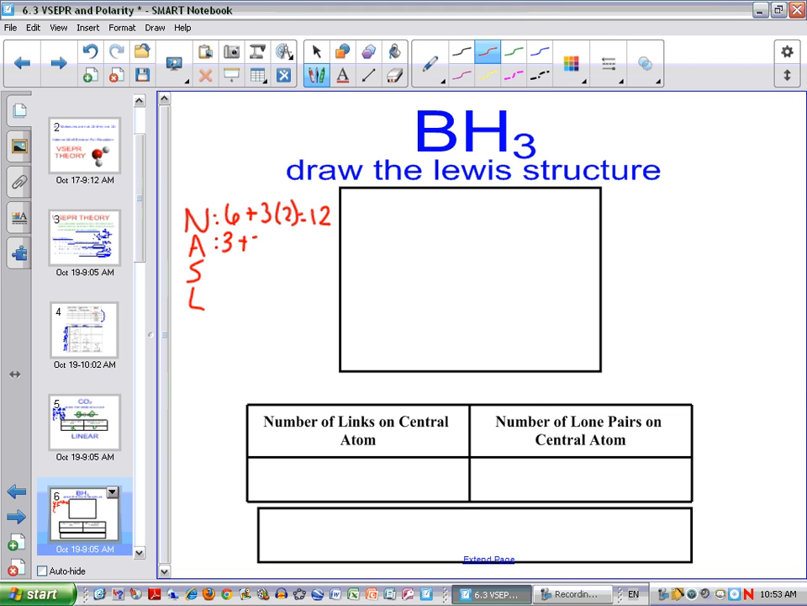Boron has 3 available. Hydrogen has 1 available, so that's 6. Needed minus available is going to come out to be 6, so that's 3 bonds. And available minus shared will come out to be 0. So I got 0 lone pairs.